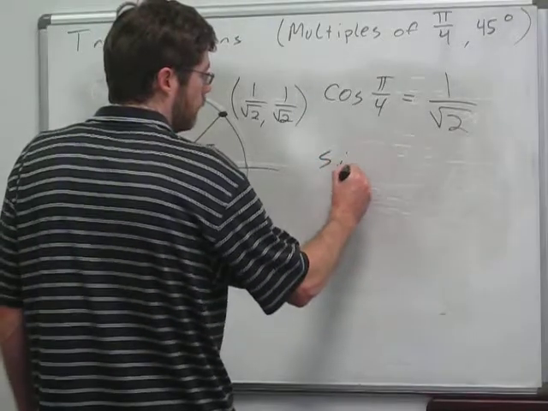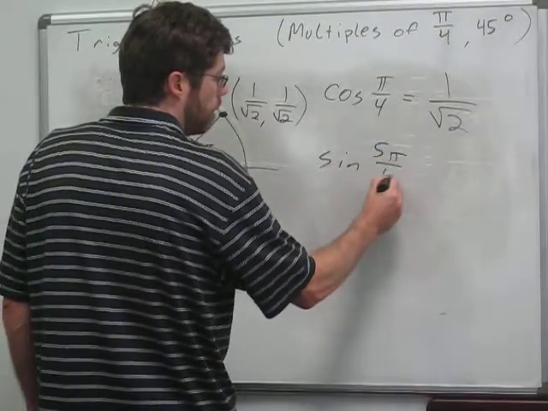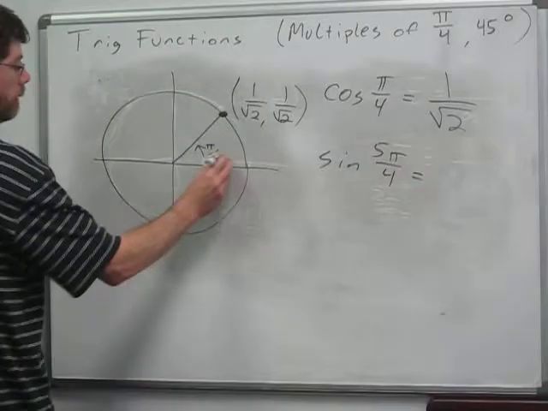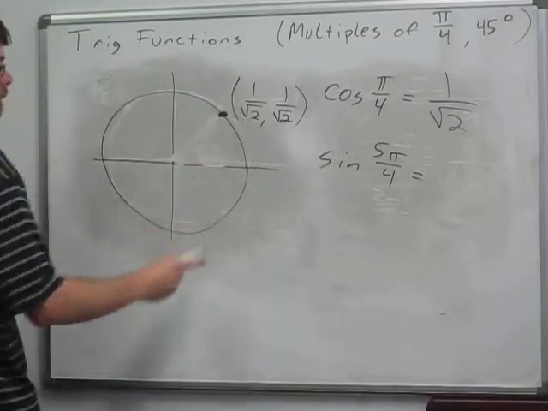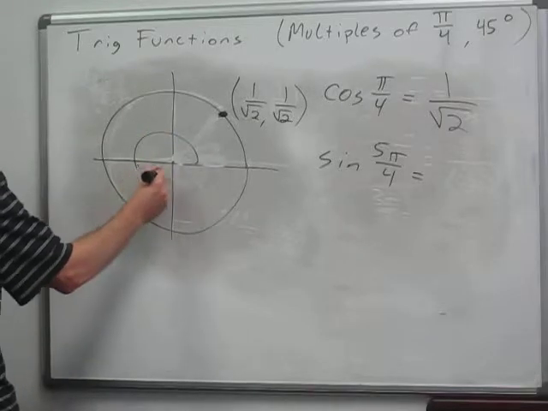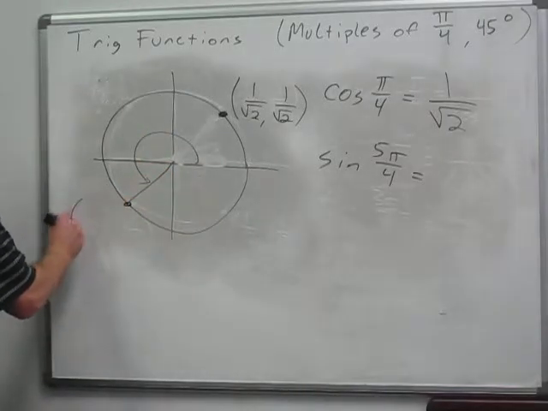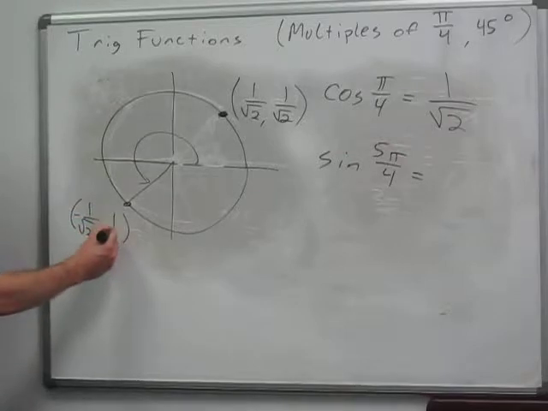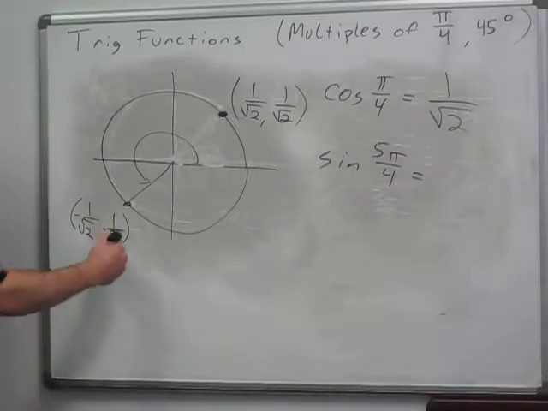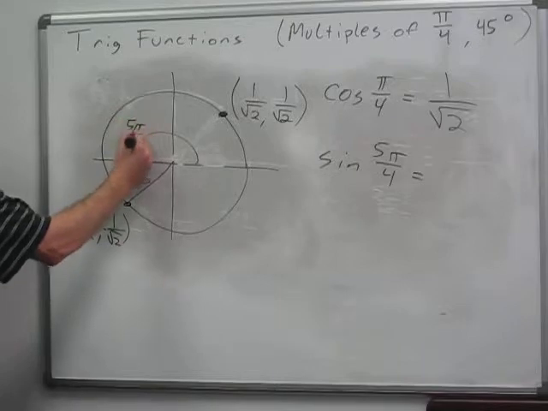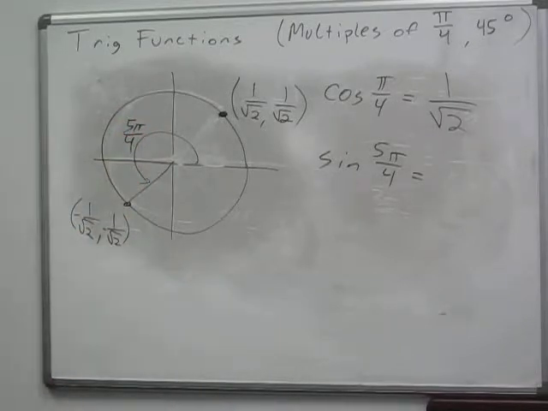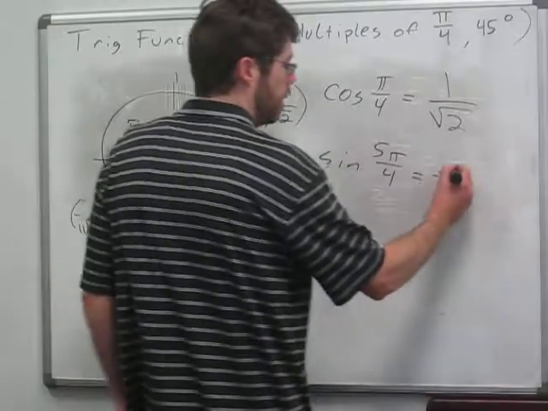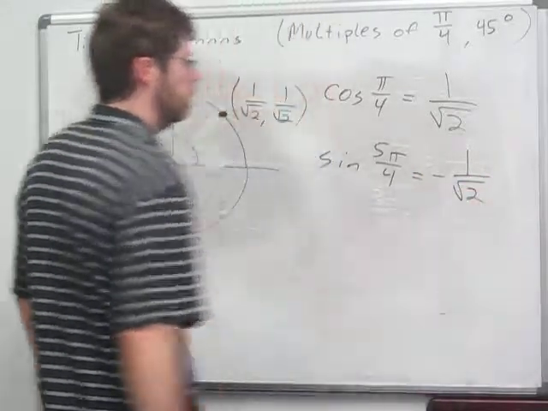Let's try the sine of 5 pi over 4. Well, 5 pi over 4 is a rotation that brings me down into quadrant 3. And so we know that the coordinates here are negative 1 over radical 2, negative 1 over radical 2, right, for this rotation. This is the unit circle, so the sine is just the y coordinate, negative 1 over radical 2.